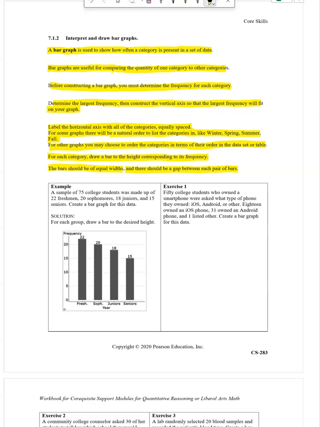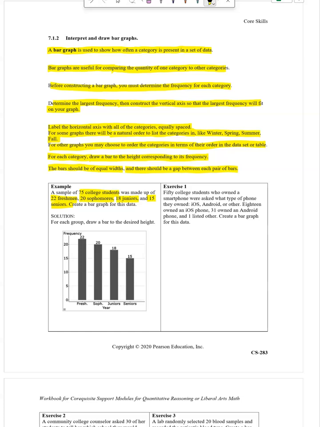Let's look at this one here. We have a sample of 75 college students made up of 22 freshmen, 20 sophomores, 18 juniors, and 15 seniors. We're going to create a bar graph for this data. They started with the 22 freshmen because freshmen, sophomore, junior, senior makes sense. 22 was the highest, so they made their vertical axis go to 25, going by fives, which definitely included 22. That's how they decided to do that.